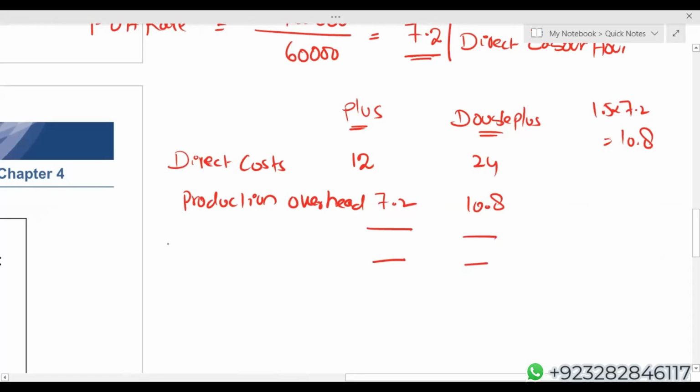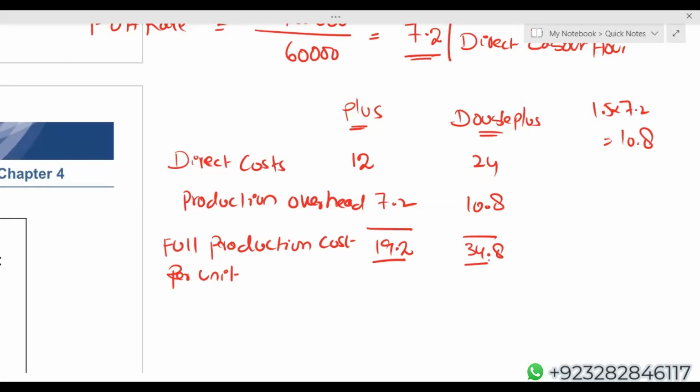So the full production cost per unit under absorption costing is 19.2 for plus, and for double plus it is 34.8. That is your part A of the question.